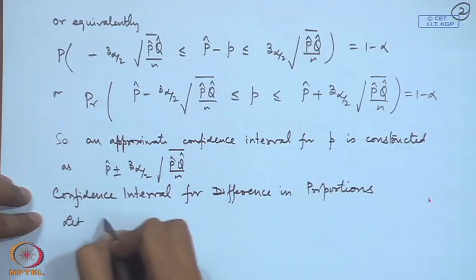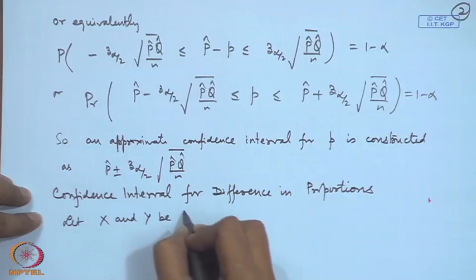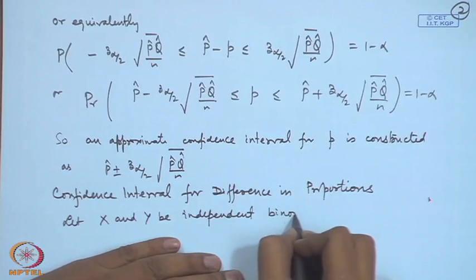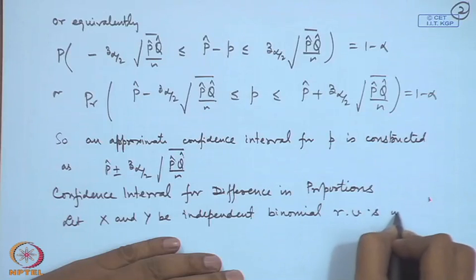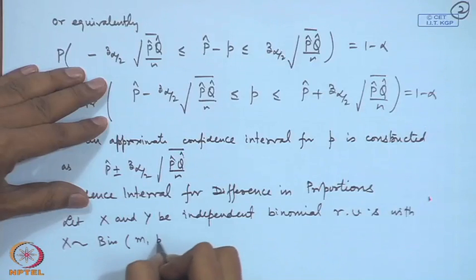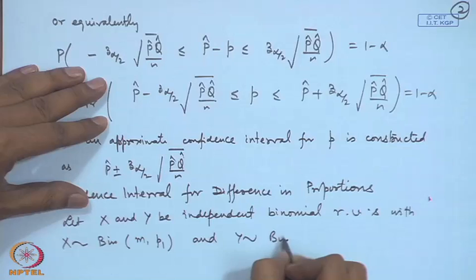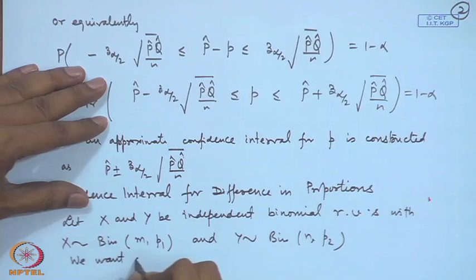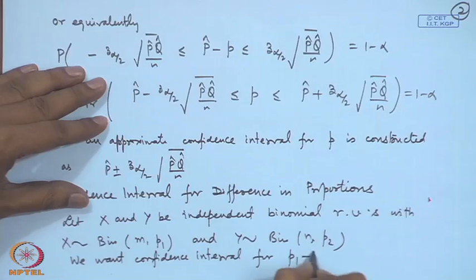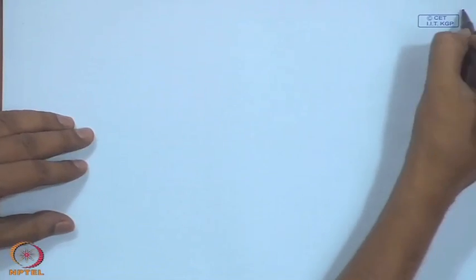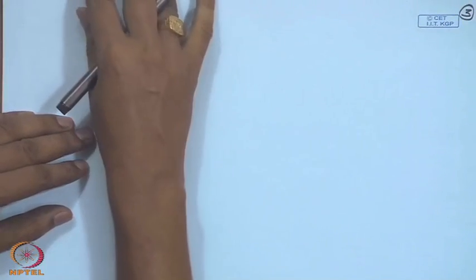Let us consider, say, x and y to be independent binomial random variables, with x following binomial m, p1 and y following binomial n, p2. So, here obviously m and n are known. We want a confidence interval for p1 minus p2, let us say it is equal to p. Once again, we will make use of the approximation of the binomial distribution to the normal.